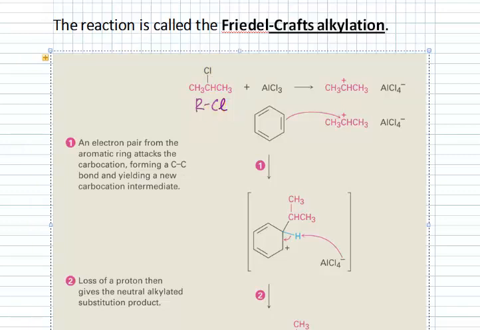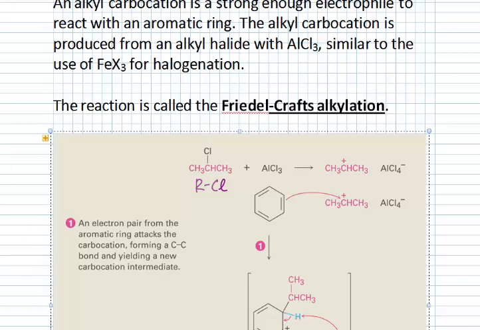Very similar thing happens with this, like what happened before with the halide. If I have something like CH3Cl and I react that with AlCl3, we've got that same sort of reaction where we get CH3 plus, a carbocation, and AlCl4 minus. So it's this ion pair, really, that is the reactive intermediate.